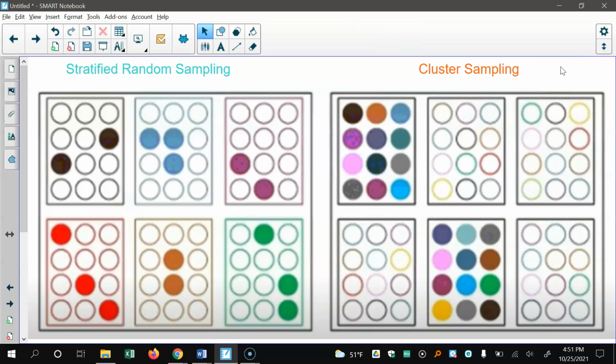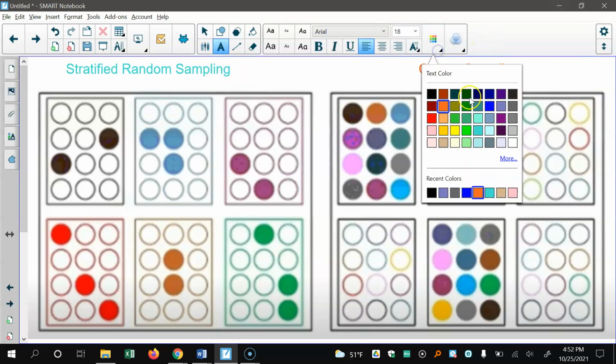Stratified random sampling is on the left where members from each group are selected. So a couple members from the black group, blue group, purple group, red group, brown group, and green group are all selected for stratified random sampling, but those members selected in each group were randomly selected. Whereas in cluster sampling, everybody in a group is selected, it's just the groups that are randomly selected. So in stratified random sampling, individuals are randomly selected.